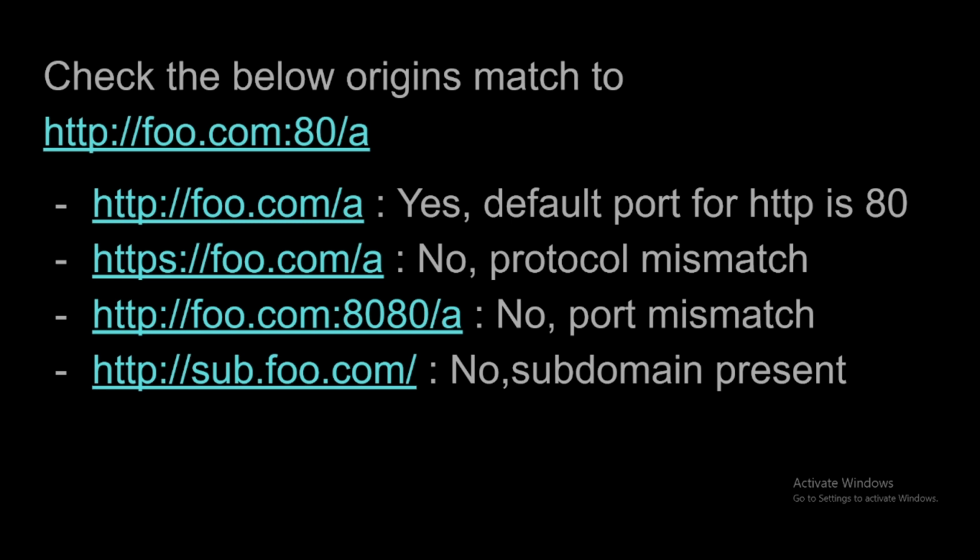Now, let's see another example, which is http://sub.foo.com. Here we included a subdomain, so it has a different domain, and this is not in the same origin. So here we understood what origin is and how we can identify whether two applications or URLs are in the same origin or not.